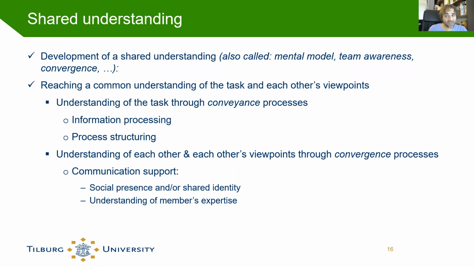So basically that means, in layman's terms, a shared understanding is knowing what the task is and who does what, and liking each other and trusting each other so that you're able to work together. And you need both, because else a virtual team fails. So if you know the task but you don't like each other, the virtual team will fail. If you like each other but don't really know what you should do, it also fails.